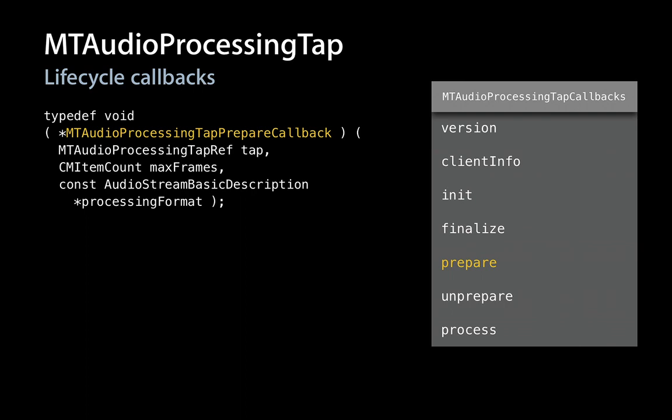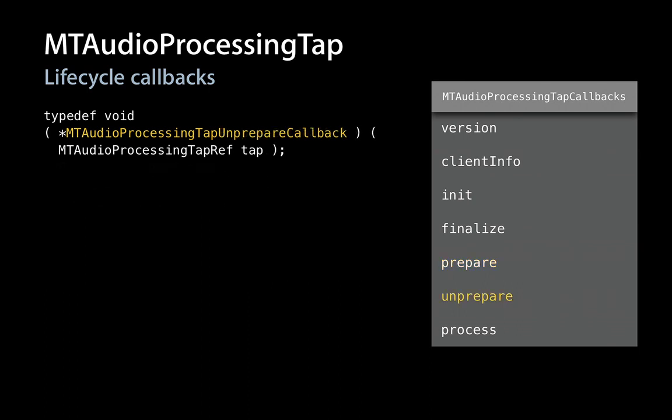The prepare callback is paired with an unprepare callback. In the prepare callback, it's your opportunity to allocate buffers, to create objects that you'll use during audio processing. You do all your expensive operations here. The unprepare callback, as you've probably guessed by now, is your opportunity to do the converse, to deallocate these buffers and throw away those objects.